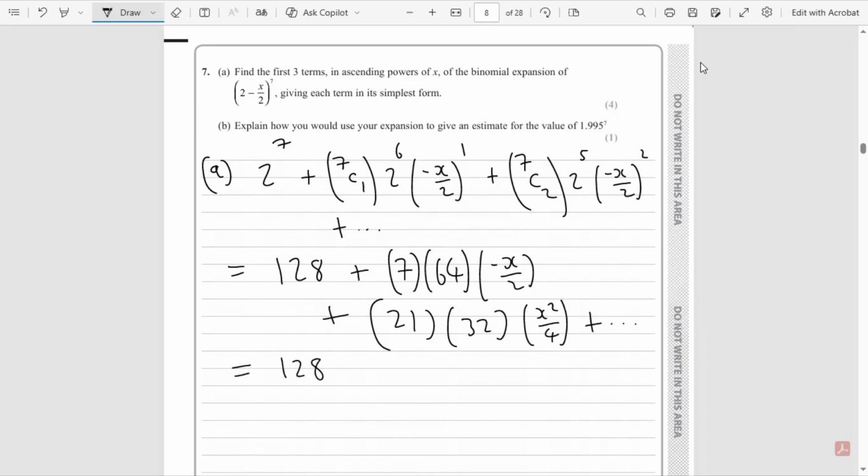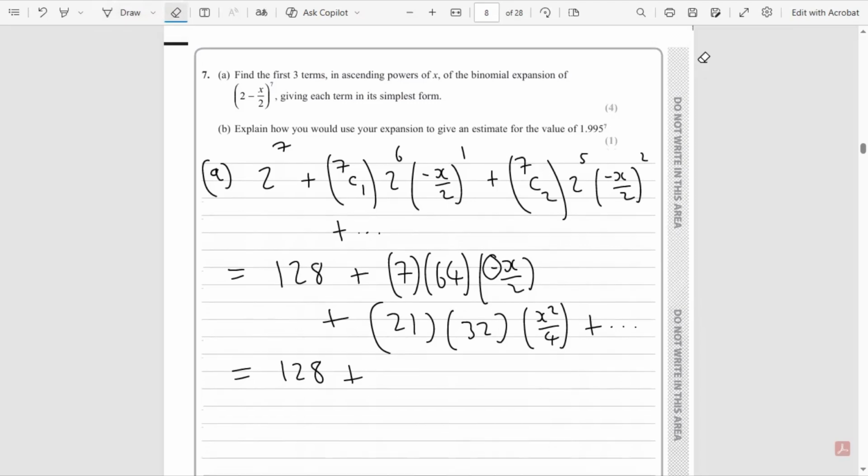So we have 128, and then plus, well, it's actually going to be a minus sign, just realizing that there's a minus sign there. So it will be a negative number, this one. We'll have minus a half, multiplied by the 7 and the 64. Let's just rub that out there. So 7 times 64 times negative a half will give us negative 224x.